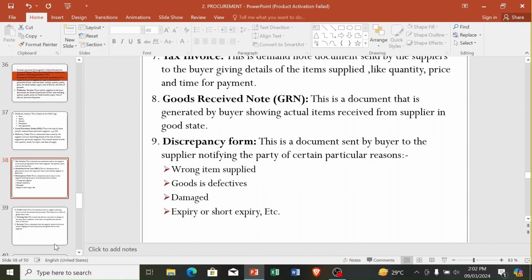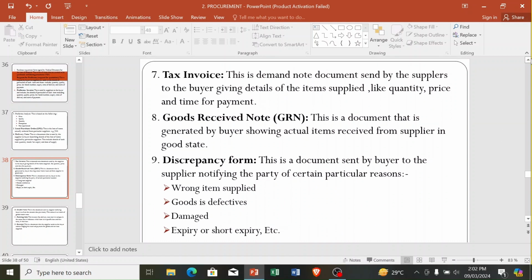So let's look at the other documents. Here we have what you call a tax invoice. This is a demand note document sent by the supplier to the buyer, giving details of items supplied, like quantity, the price, and the time for payment.